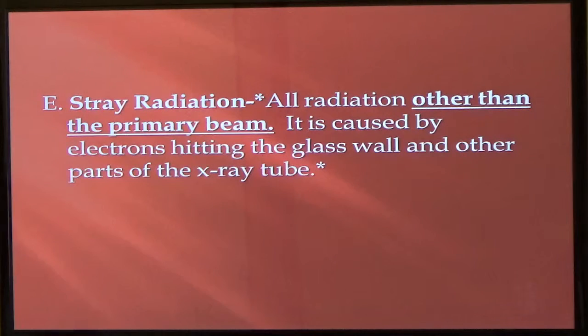Scatter radiation is not inside the tube, because the students will confuse stray and scattered, because they're both doing something. So scatter radiation is the one outside that hits the patient and then scatters outside of the operatory. Stray radiation is actually inside the glass tube still.